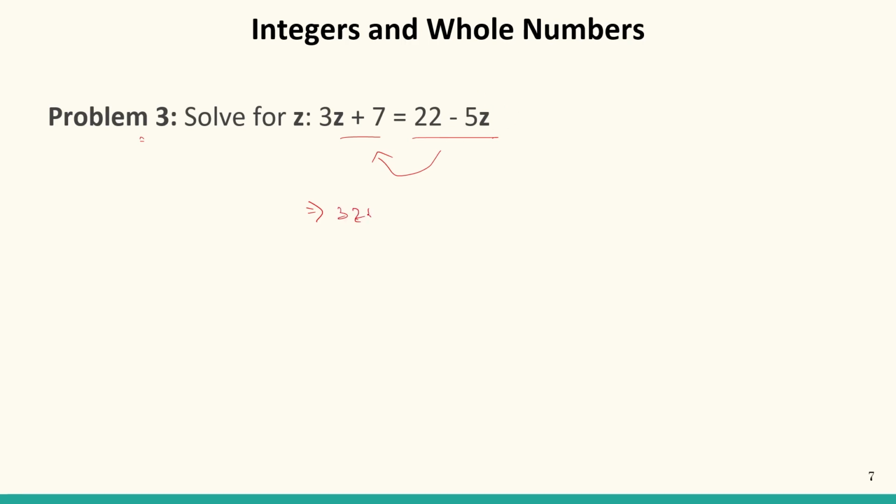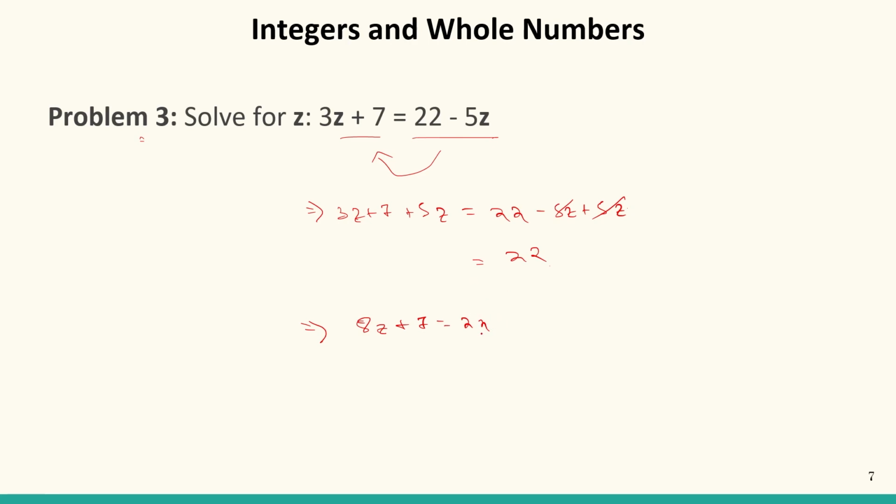So 3z plus 7 plus 5z is equal to 22 minus 5z plus 5z, right? So we can cancel these two terms out. So it will be 22. So this implies that it will be 8z plus 7 is equal to 22, right?